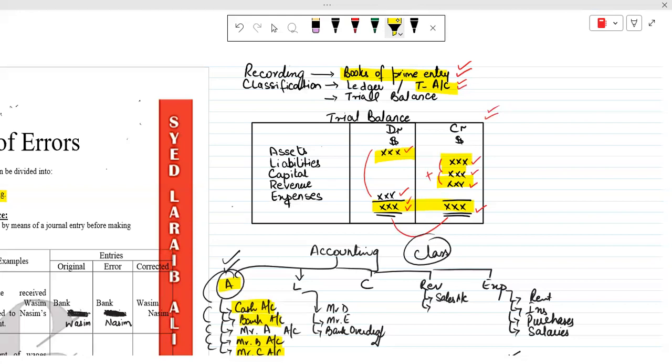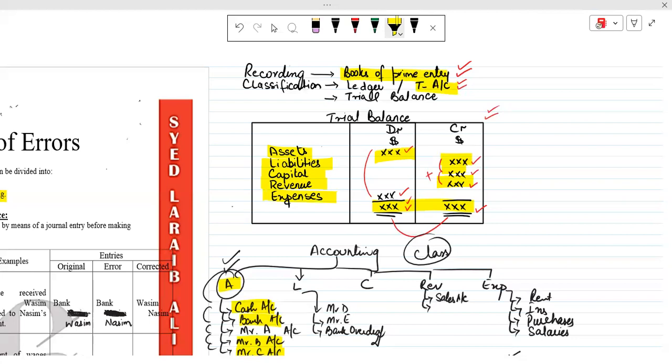Later, the balances of these T accounts are summarized in the trial balance. The trial balance is basically a list of all the balances, in which the balance brought down or the balances which have been carried down are recorded. In the trial balance, this is the format which I've just shown you. A trial balance has all the balances of assets on the debit side, all the balances of liabilities on the credit side, all the balances of capital on the credit side, all the balances of revenue on the credit side, and all the balances of expenses on the debit side. Later, these are added.